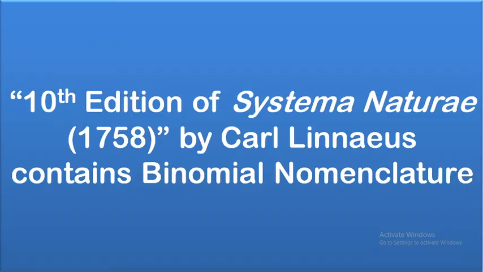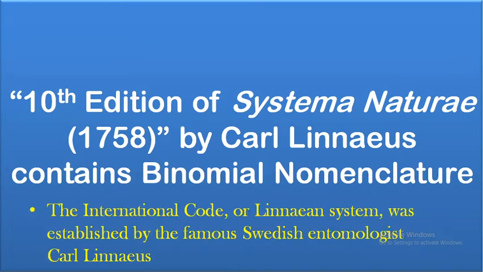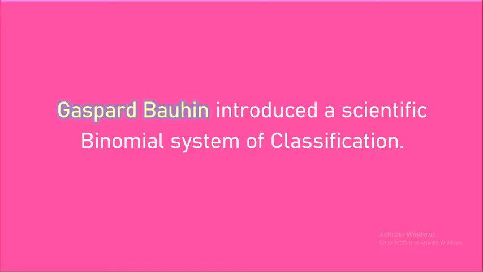The 10th edition of Systema Naturae by Carl Linnaeus was published in 1758. It contains the binomial nomenclature, and based upon this Linnean system, the international code was established. This Linnean system was established by Carl Linnaeus, a Swedish entomologist. Gaspard Bauhin introduced a scientific binomial system of classification.